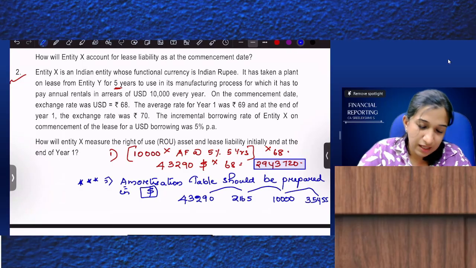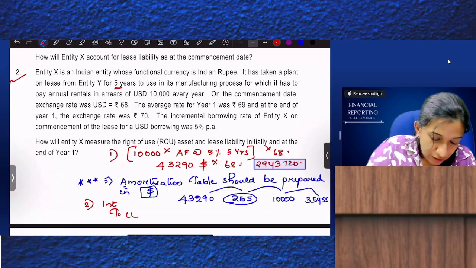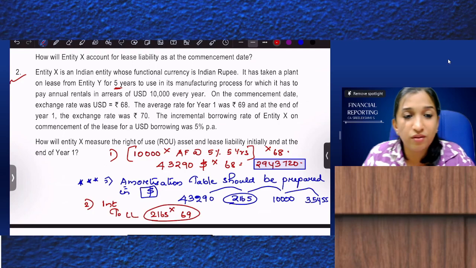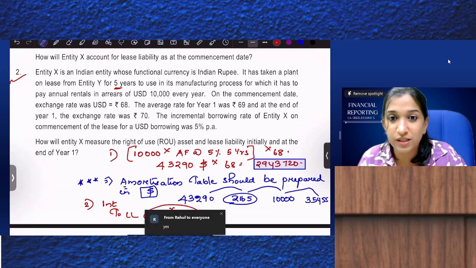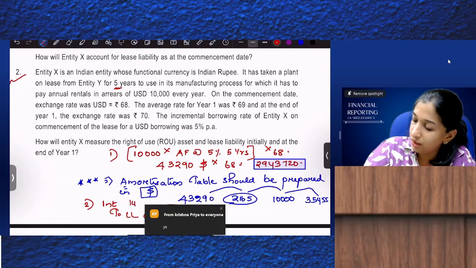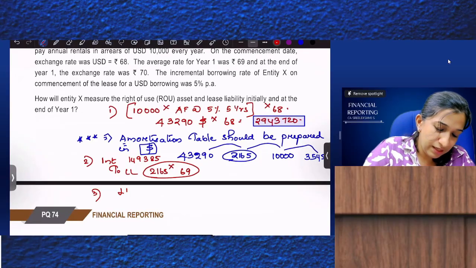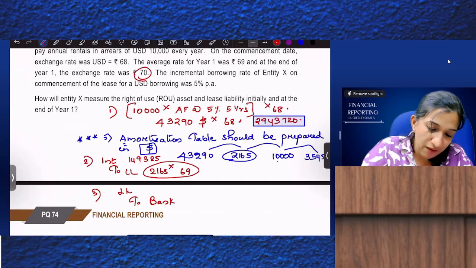So they are asking for 1 year. For interest, what is the entry? Interest to lease liability, 2,165 into the average rate. Yes or no? Interest, being an expense, should be converted using the average rate. Yes. 2,165 into 69 is 1,49,385. Third entry: lease liability to bank, 10,000 into 70, the rate at the time of payment.